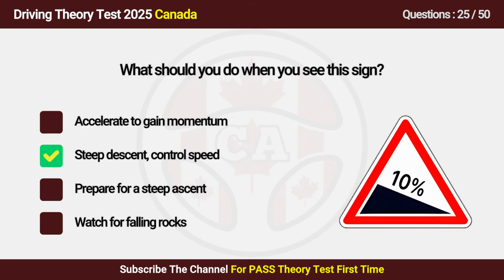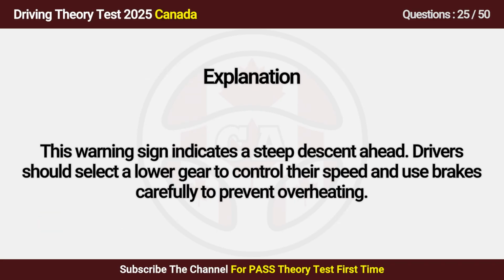Answer is B. Steep descent, control speed. This warning sign indicates a steep descent ahead. Drivers should select a lower gear to control their speed and use brakes carefully to prevent overheating.